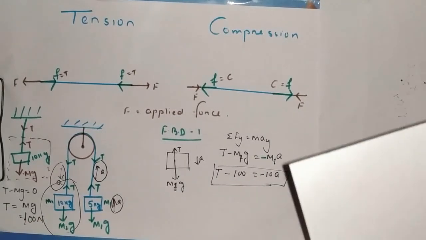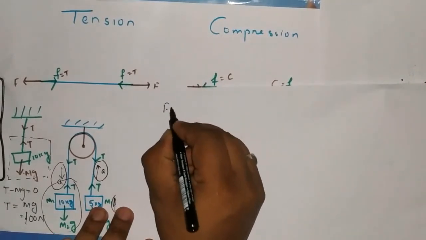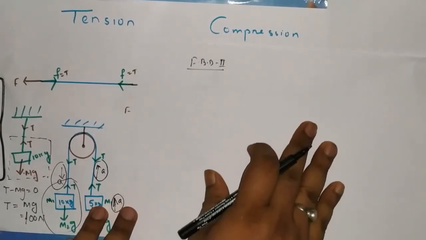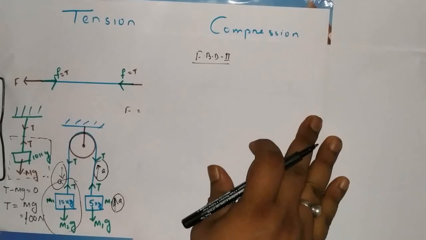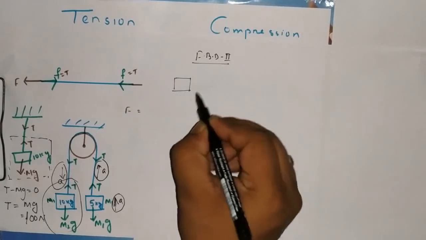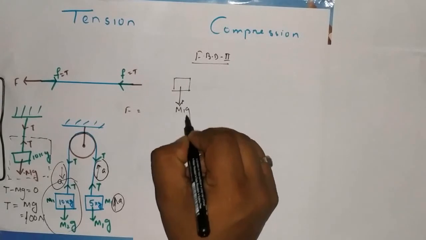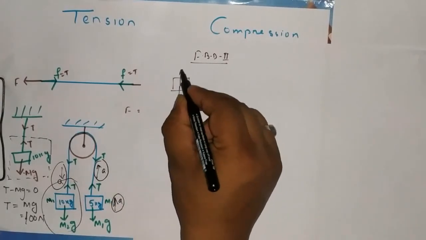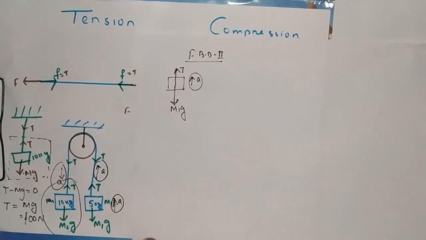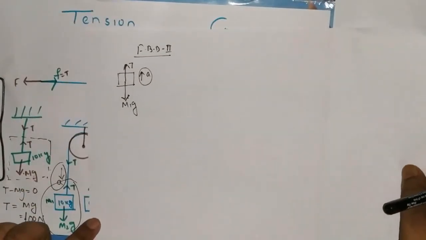Similarly, let us go for the second part. What is the second part? Free body diagram for 2. So what is happening in the case of 2? Look here and let us write it here. If I draw the free body diagram, downward M1G is acting, upward T is acting, and the body is moving in the upward direction. Let us focus on this situation now. Now if I solve it, what will I get?